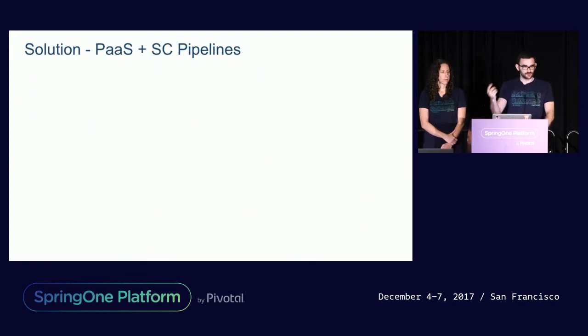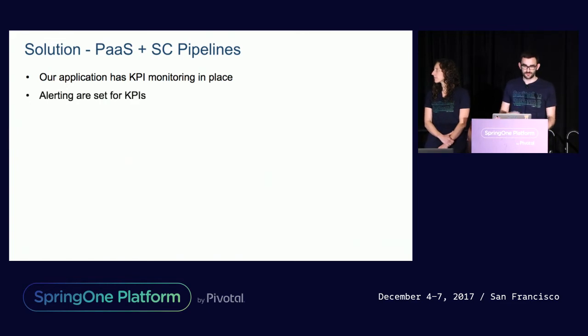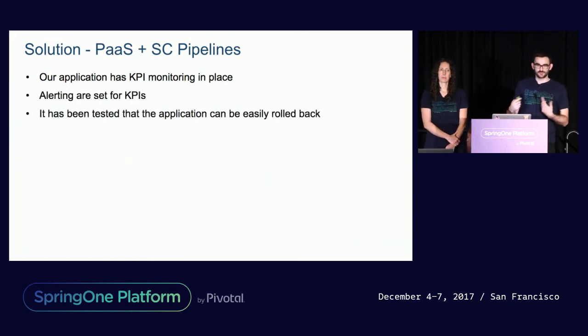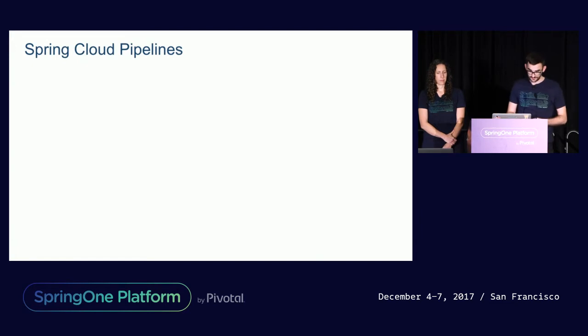So the solution is to use a PaaS and Spring Cloud Pipelines. We have our monitoring of KPIs, so we know immediately that something goes wrong. We have the alerts. We know that we can easily roll back, so we can click a button and just roll back. And it's the platform that can take care of zero downtime deployment. And how does it look? We're going to see that in a second.